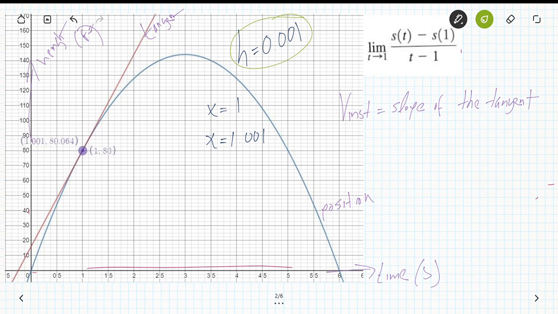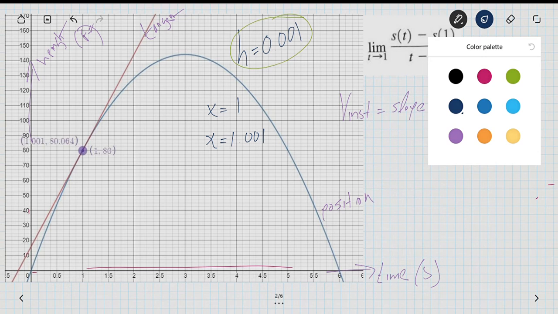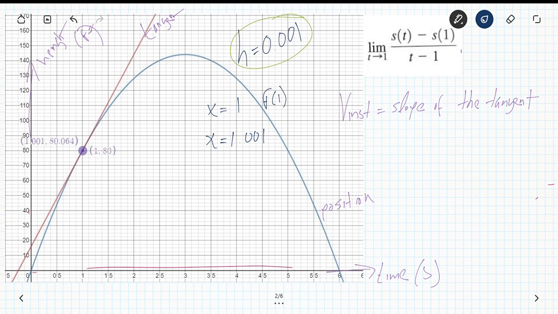Okay, so now I need to find the value of the function at 1. And the value of the function at 1 is given here. So the value of f of 1 is going to be 80. And the value of the function at f of 1.001 is going to be 80.064. Okay, so now I'm going to approximate the slope of my tangent line by using 2 points that are infinitely close to each other.